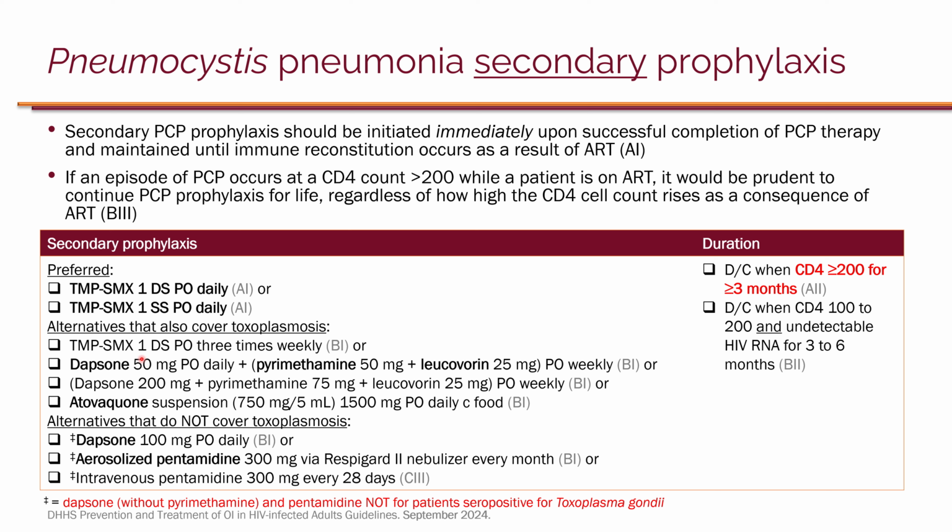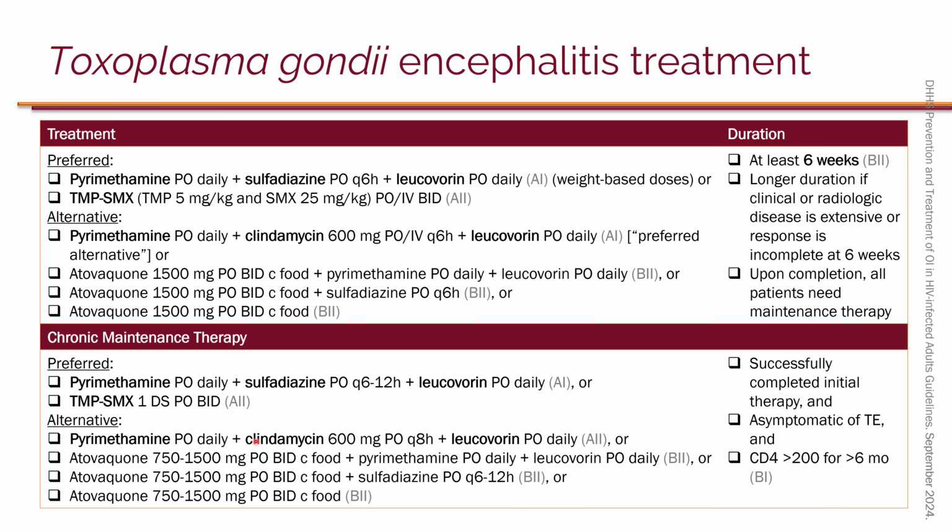Alternatives include lower doses of trimsulfa, dapsone, pyrimethamine, leucovorin, atovaquone, and of course, there are alternatives that do not cover toxoplasmosis in case the patient needs toxoplasmosis coverage. That's important to consider. Let's take a look at treatment of toxoplasma encephalitis.